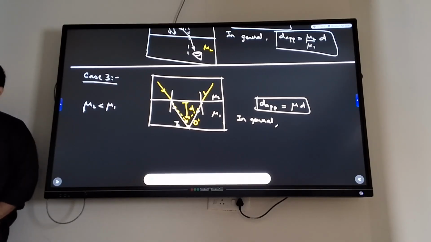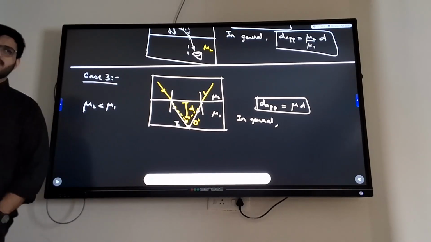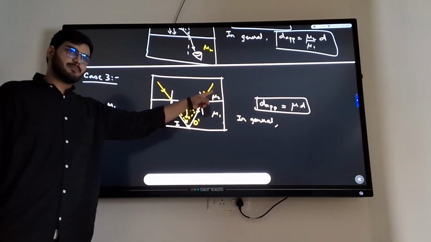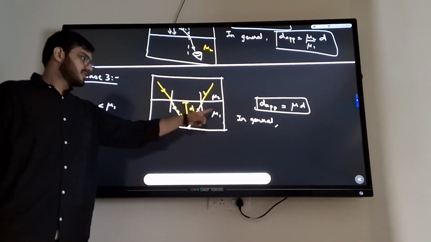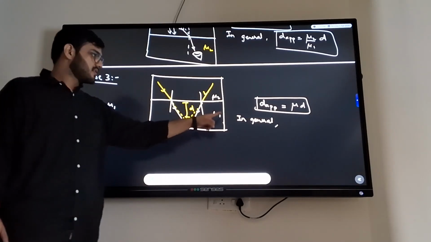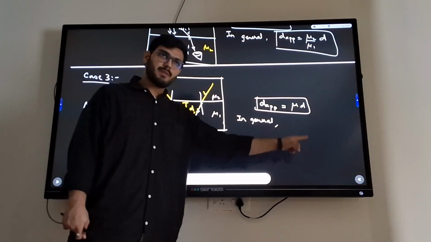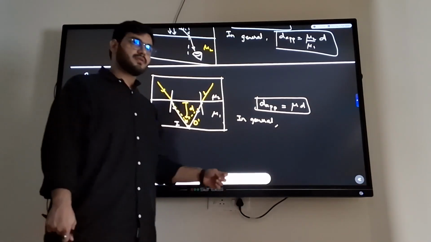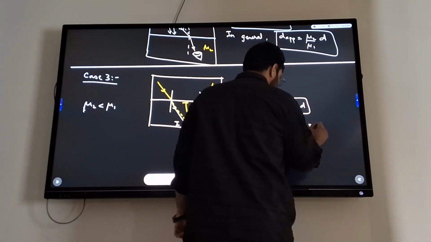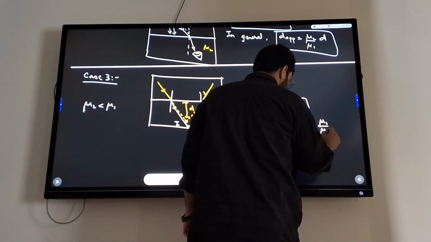Take a moment's break and then tell me. It's very simple. Mu2 is considered to be 1 because that's air. This is considered to be mu, that's water. So should I write mu2 by mu1 or mu1 by mu2? Mu1 by mu2. Very good. So D apparent is mu1 by mu2 now.